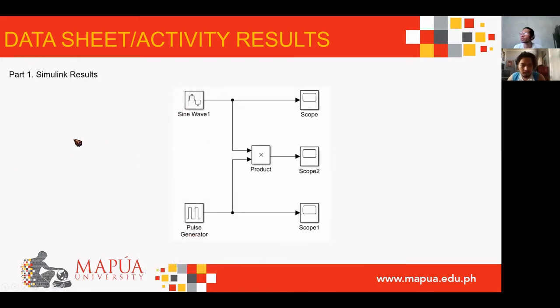So before we are going to show the results for the Simulink and the MATLAB editor results, we are going to show you our time-lapse video for the demonstration of the simulation of block diagrams and the live editor code used in this activity.